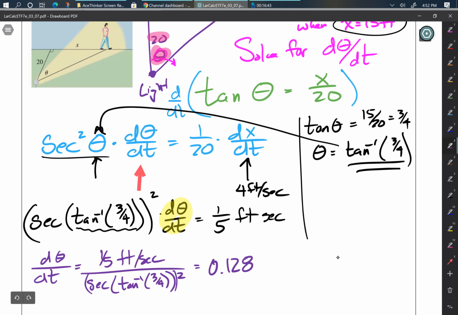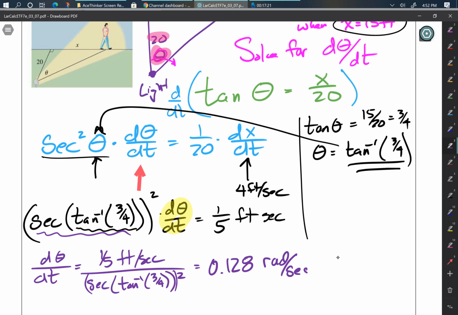There is a trigonometric way to find this by drawing triangles and all that. You could set that up, but I'm not too worried about it. But what are the units on this? Well, what are the units on theta? What are the units on d theta/dt? Radians per second. So this is going to be radians per second.